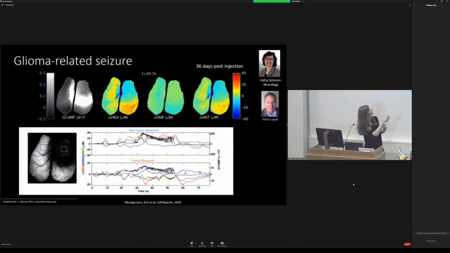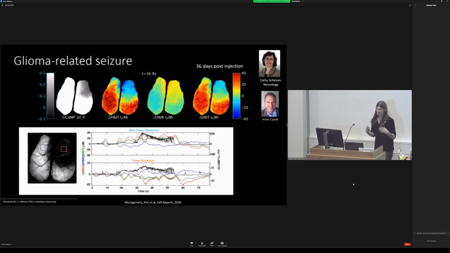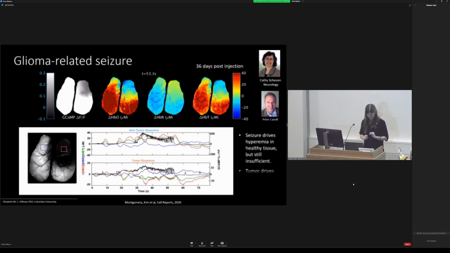And this method lets us not just look at what's going on from the neural perspective, but actually even in the normal non-tumor bearing region, you can see that the vessels dilate as much as they can, but then they really can't do anything else. And you start to see an increase in deoxyhemoglobin, which suggests there's a sort of hypoxia even in the normal tissue being generated by the seizure. And in the tumor, it's got such an altered relationship to the vasculature that it causes vasoconstriction and massive hypoxia within the tumor.